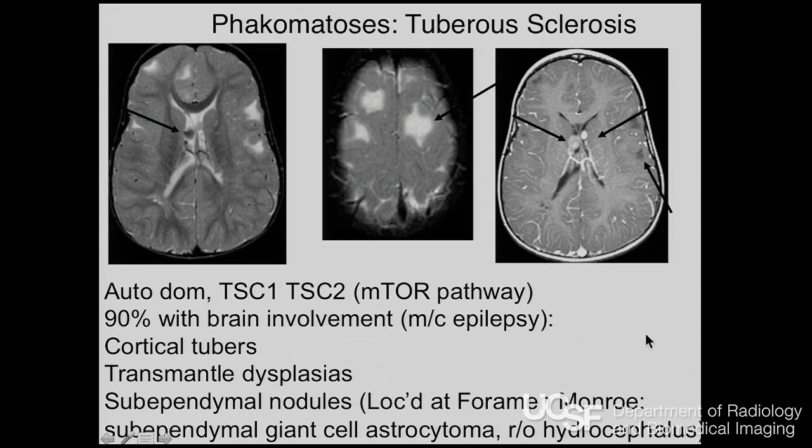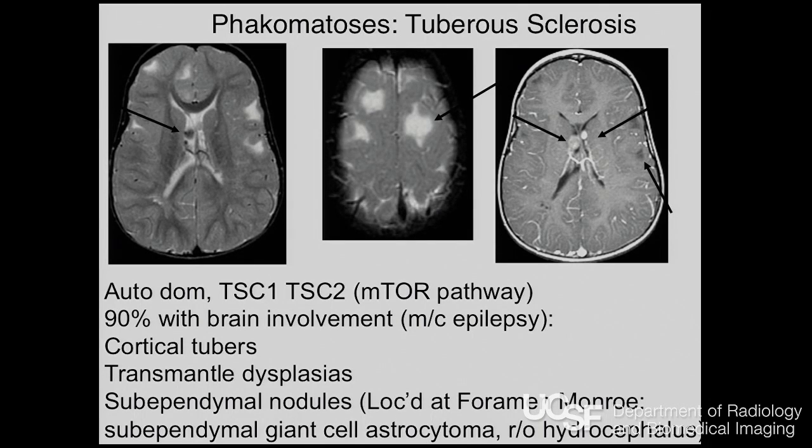Tuberous sclerosis is another phacomatoses, oftentimes presenting young with infantile spasms. This is also an autosomal dominant disorder like NF1, and the majority have brain involvement, again, often presenting with infantile spasms or another type of epilepsy. They are characterized by tubers within the brain parenchyma, which look hyperintense in the myelinated brain on the T2 weighted images, and about a third of them will actually have gyral expansion.